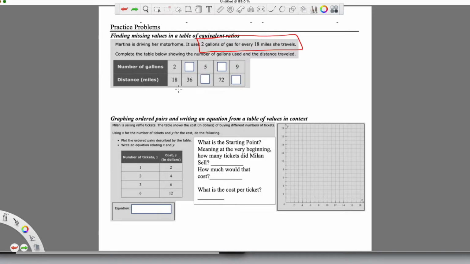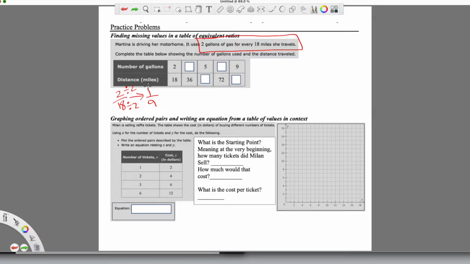The first thing we want to do is bring it down to a unit rate so that it's comparable to the rest of them, because it makes it much easier to apply. Instead of 2 over 18, I want to turn one of these into 1. Well, 2 is the easier one to turn into 1 because I can divide by 2. 2 divided by 2 is 1. 18 divided by 2, because whatever I do to the top, I have to do to the bottom, is 9. So now for every 9 miles she drives, she uses 1 gallon of gas.